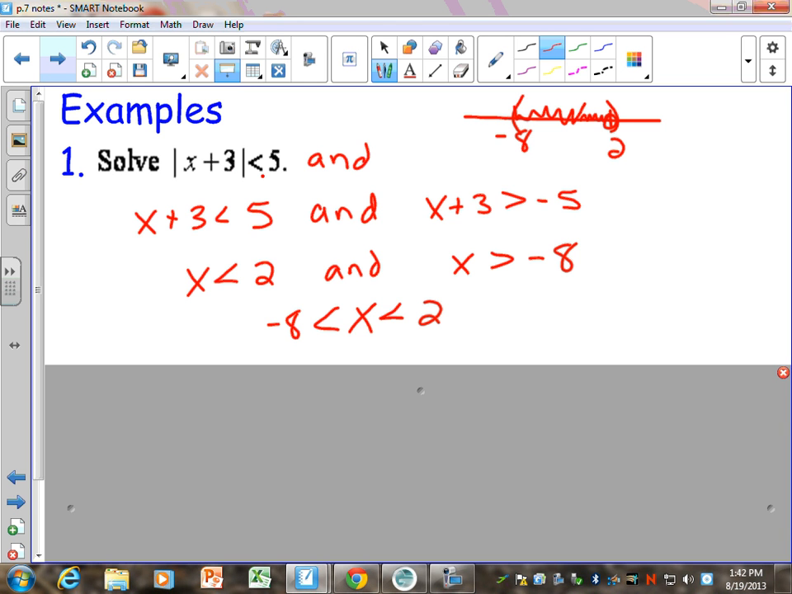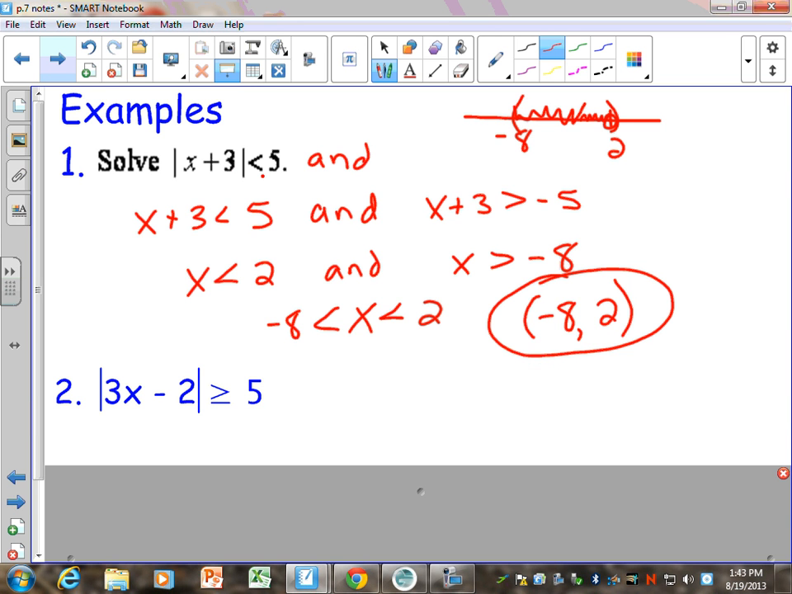Parenthesis, negative 8, because this is not included. That's my lower bound, and it goes all the way up to my upper bound, which is 2, also parenthesis, because it's not included. This would be the solution to this. So just try to remember to write them like this. I think it's been a while since I looked at this section homework, but I think the back of the book writes their answers like that. So maybe if you forget and you look back there, it will remind you.